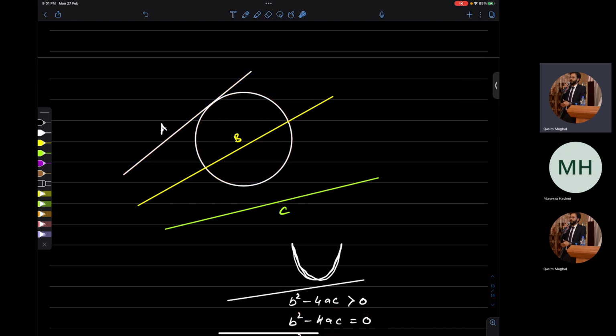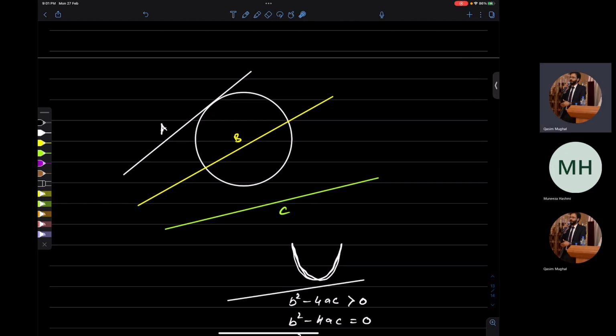Okay, so if the examiner asks you to prove that one particular line is tangent to the circle, all you have to do is solve them simultaneously and you should end up with just one solution, like two repeated solutions. That's it.